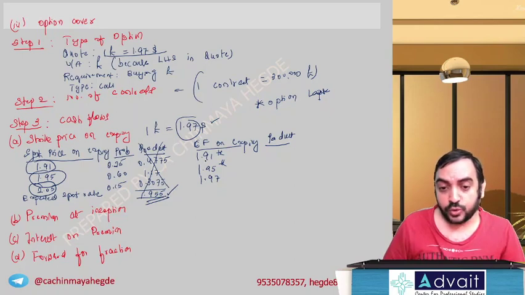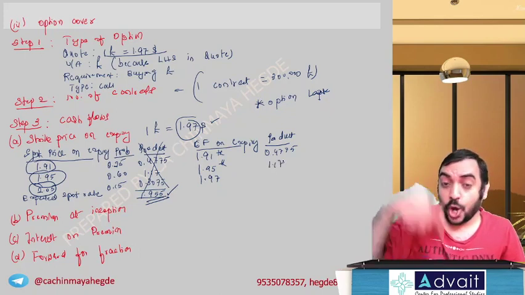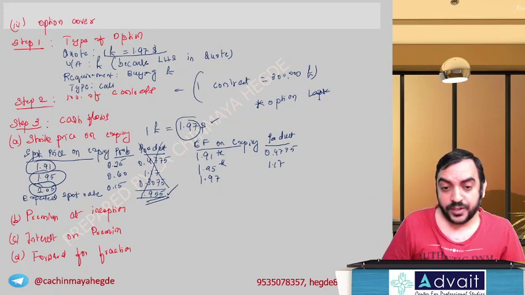Probability into cash flow: 0.25 into 1.91, 0.4775. Oh, this number is the same. The second also is the same: 1.95 into 0.6, 1.17. The third one will change, because in the third the market price is high and the option is exercised. 0.15 into 1.97, 0.2955. Now 0.4775 plus 1.17 plus 0.2955 gives 1.943.